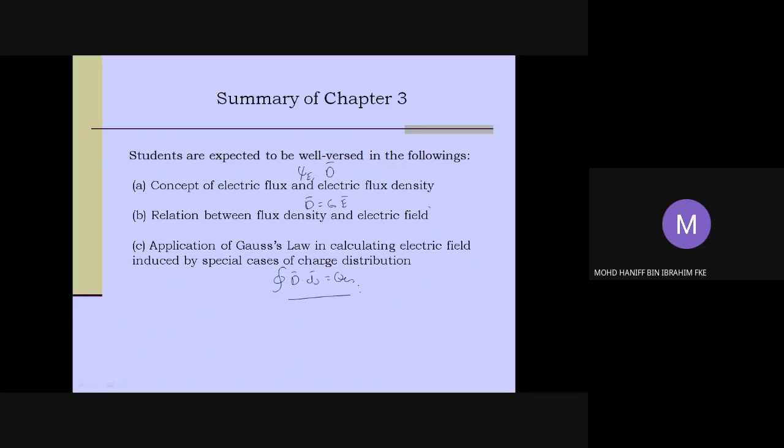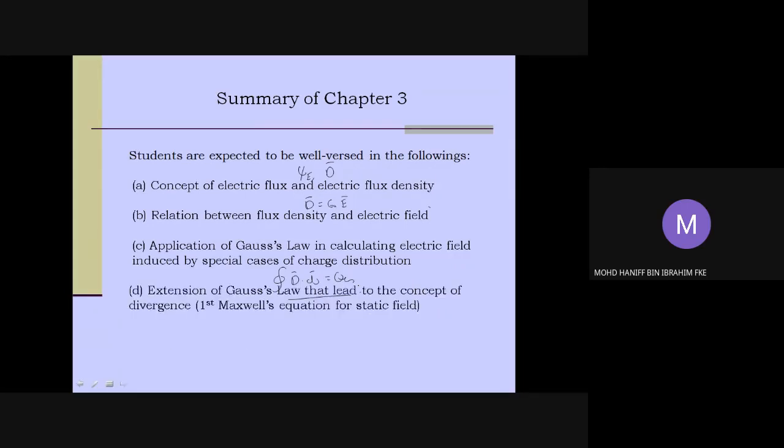We did a few examples on Gauss's law, and you have to remember that Gauss's law is only applicable for symmetrical cases of charge distribution. If facing a problem with asymmetrical charge, for example finite length or finite area, you have to go back to Coulomb's law. This is what I mentioned in class before.